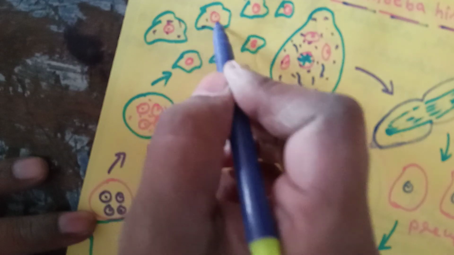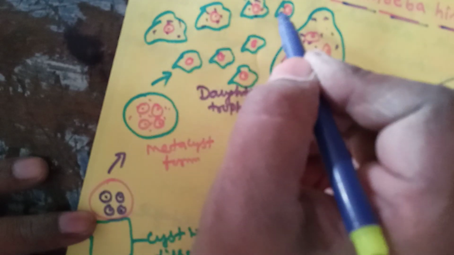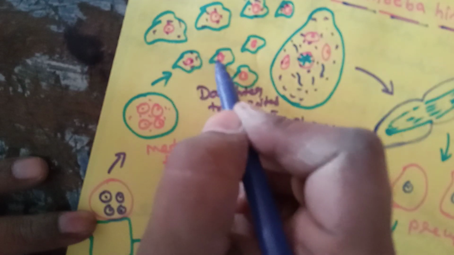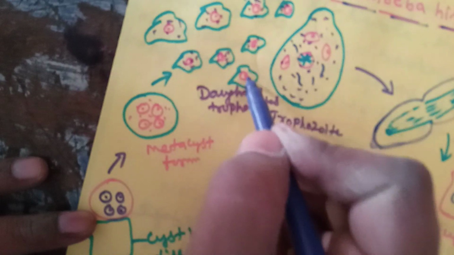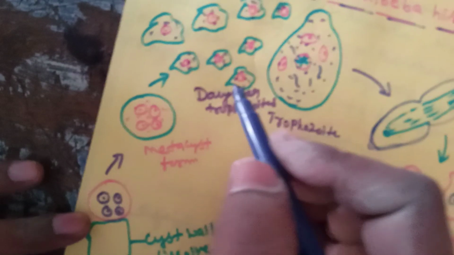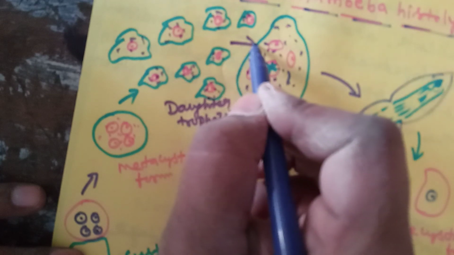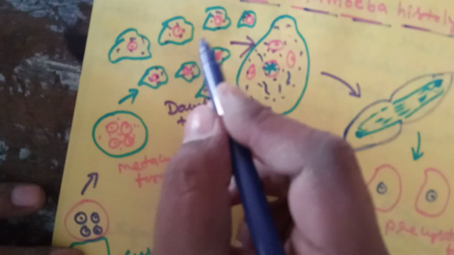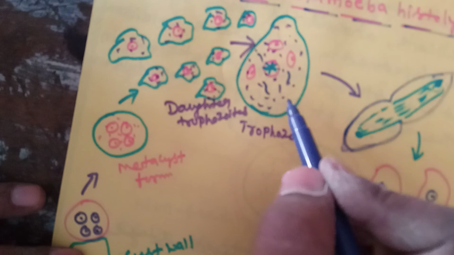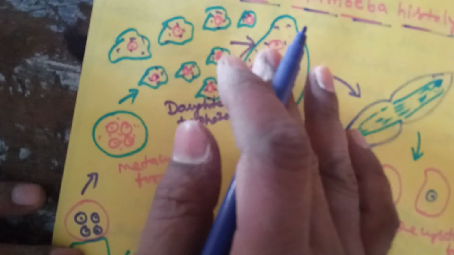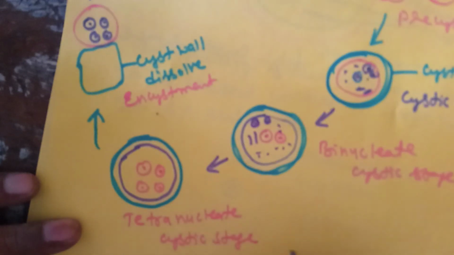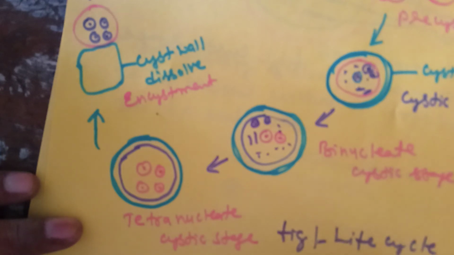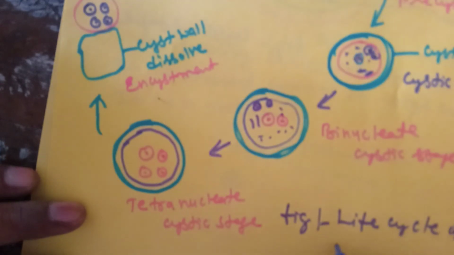These daughter trophozoites take food material from the small intestine, and finally reach their original place in the large intestine, where the 8 daughter trophozoites are converted into 8 adult trophozoites. So this is the trophozoite. This is the life cycle of Entamoeba histolytica.